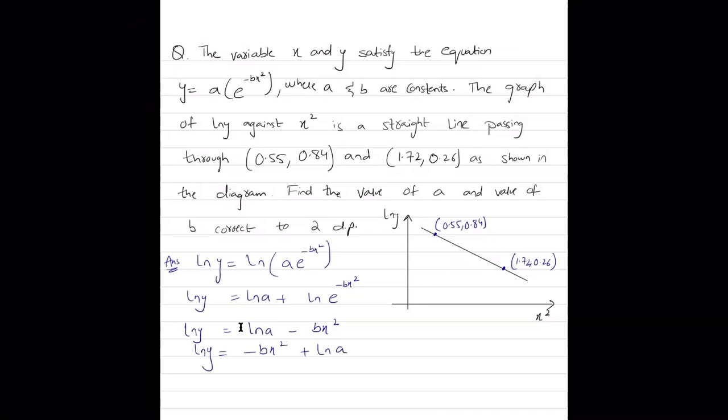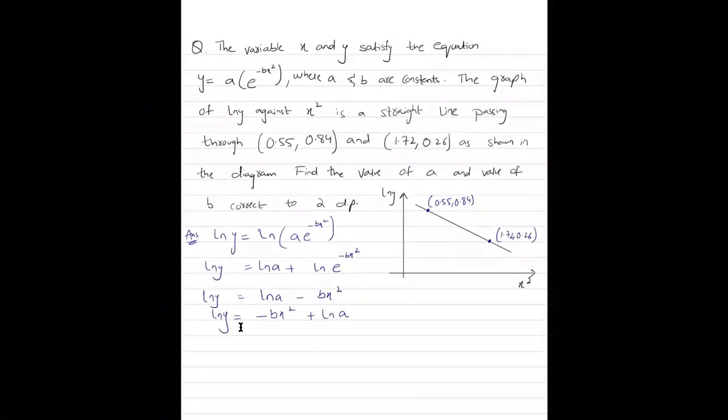Yes. Now the question says that ln y was plotted against x squared. So what's my capital Y and capital X? Capital Y will be ln y, and capital X will be x squared. The value of negative b is going to be the gradient, and the value of ln a is going to be the y-intercept.